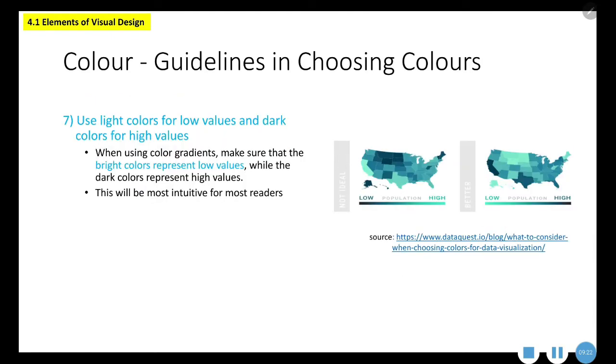The next one is to use light colors for low values and dark colors for high values. When using color gradients, for example in this choropleth map, make sure that the bright colors represent low values while the dark colors represent the high values. This will be the most intuitive for most readers. That's how we associate the color code: dark always for high values, bright always for low values.